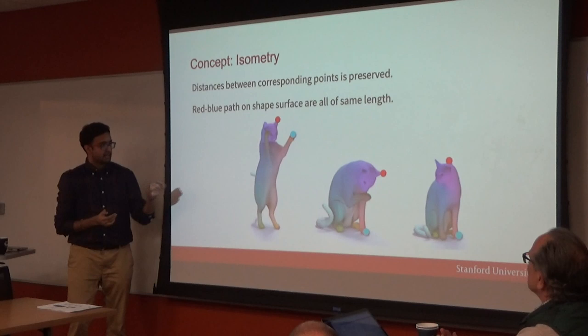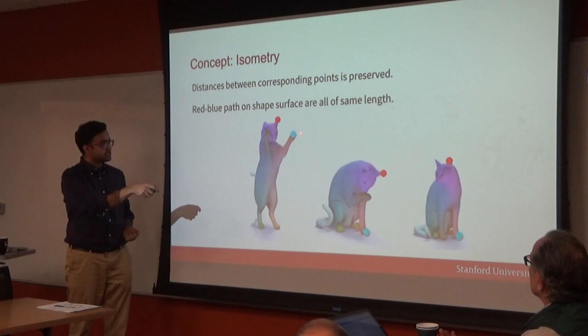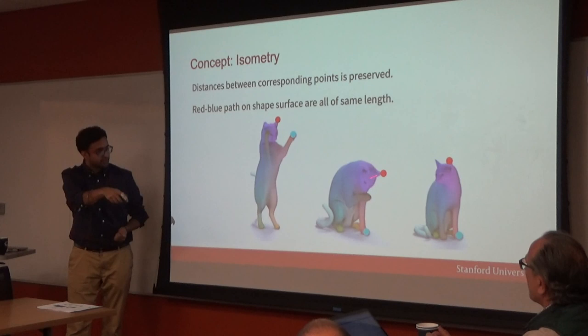For example, in this case, the red points correspond to the left earlobe of the three cats and the blue points correspond to the left paw of the three cats. The distance between the red point and the blue point along the surface of the three shapes is almost the same, and hence these are near isometric shapes.